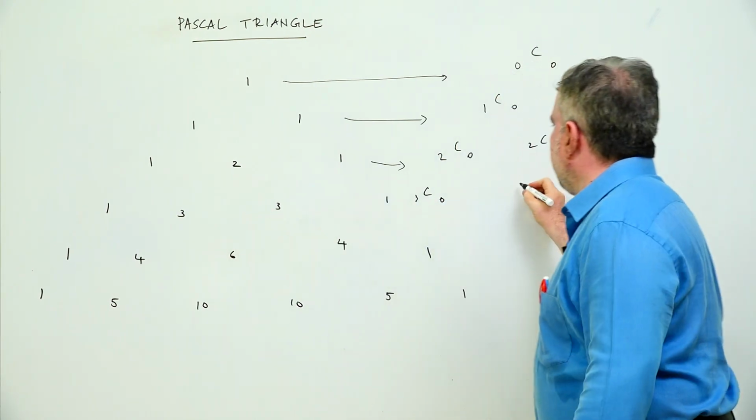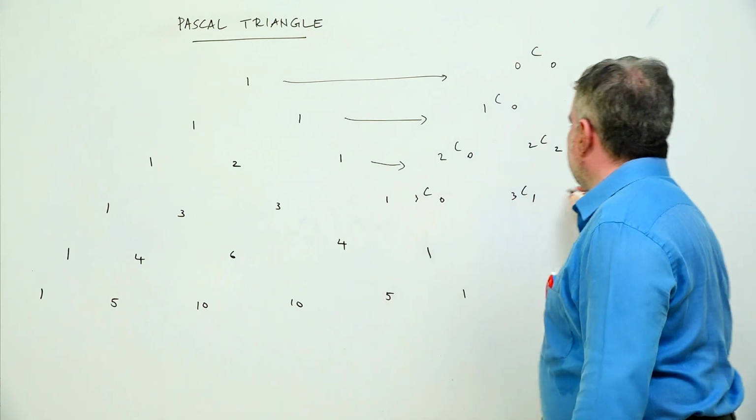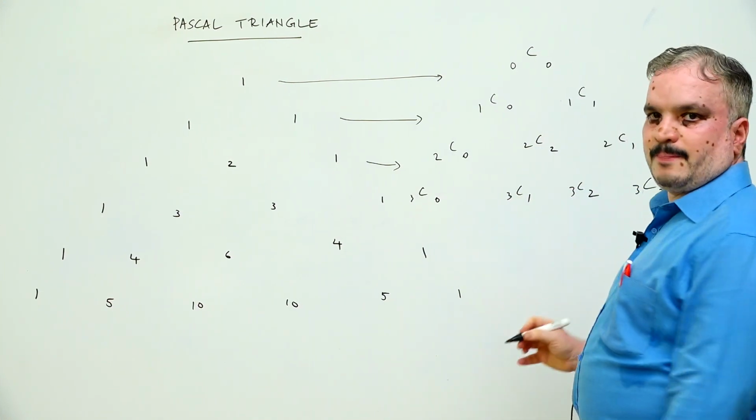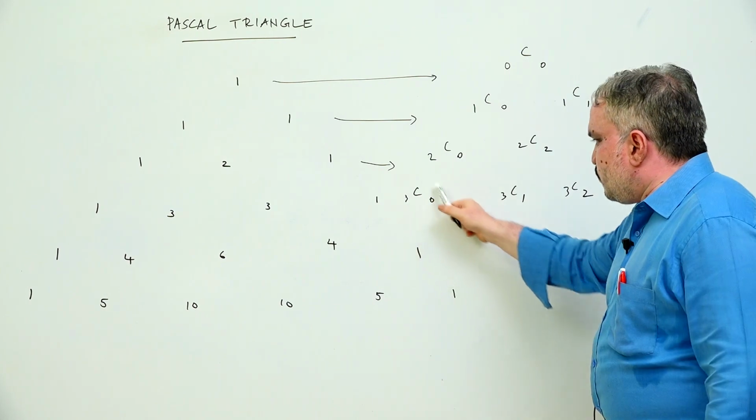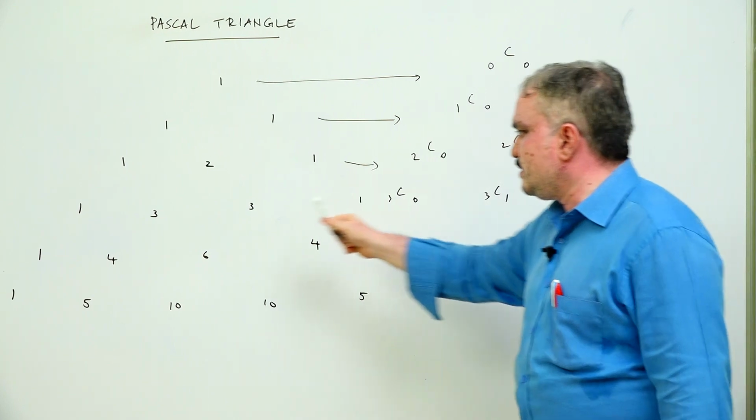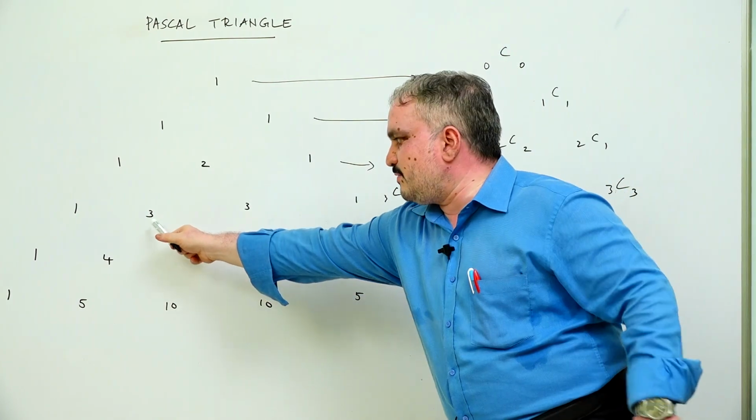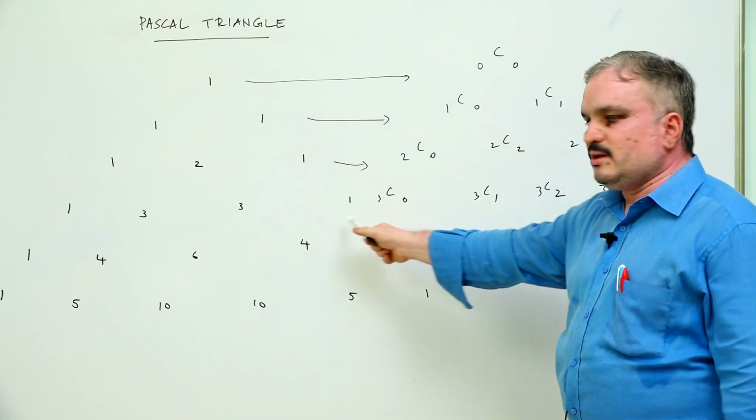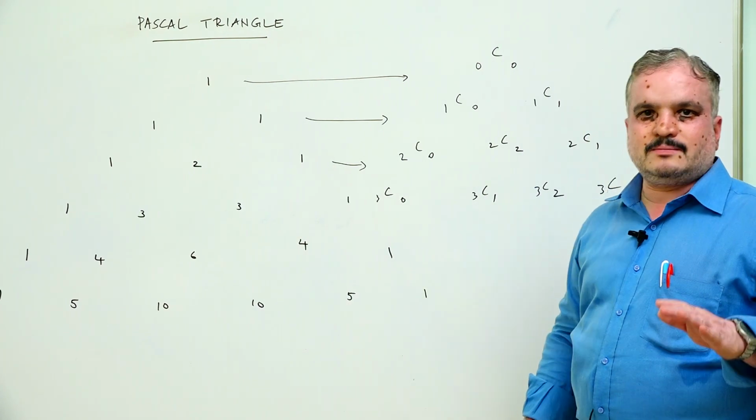We write 3C0, 3C1, 3C2 and 3C3. You find the value of 3C0, we get 1. 3C1 using the nCr formula, we get 3. 3C2 we get 3, and 3C3 we get the value 1.